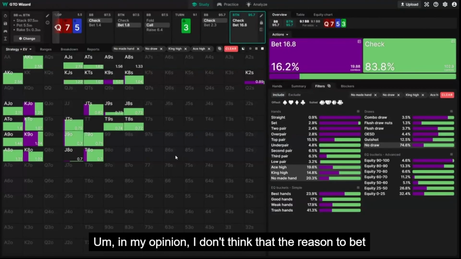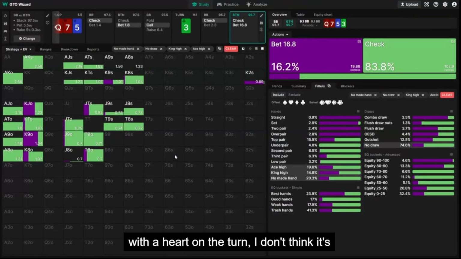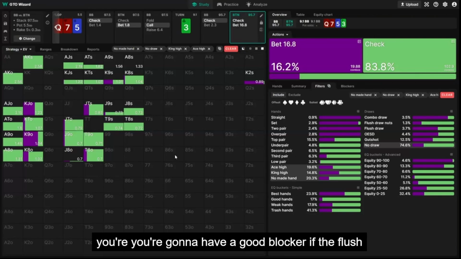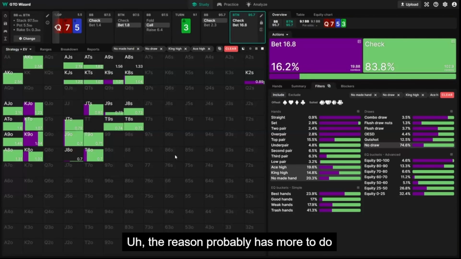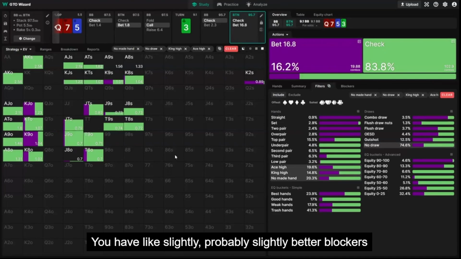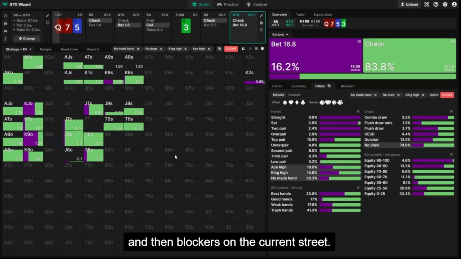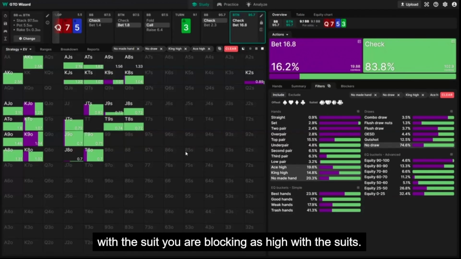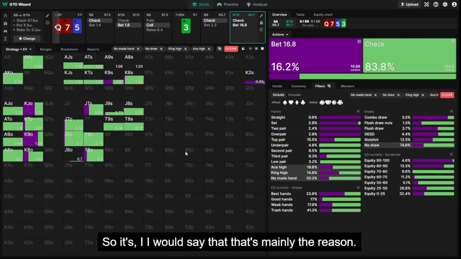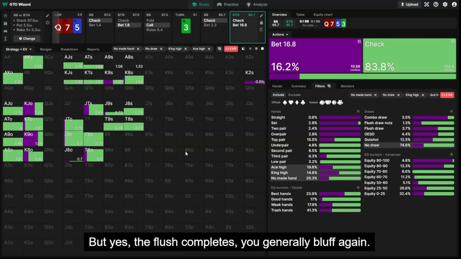In my opinion, I don't think that the reason to bet with a heart on the turn is to bet again on the river on a flush. Although if you bet with a heart, you're going to have a good blocker. If the flush completes, you would generally bluff the river as well. The reason probably has more to do with the current blockers that you have, right? You have probably slightly better blockers and unblockers on the current street, in some cases at least, when you have a suit than when you don't, because you're blocking board pairs with the suit, you're blocking ace high with the suits. So I would say that that's mainly the reason. But yes, if the flush completes, you generally bluff again.